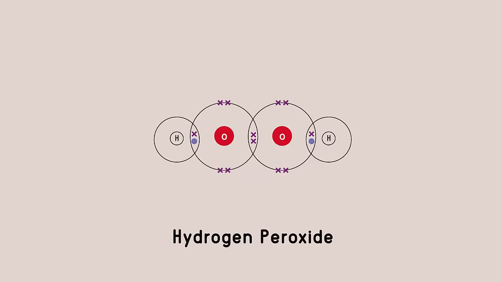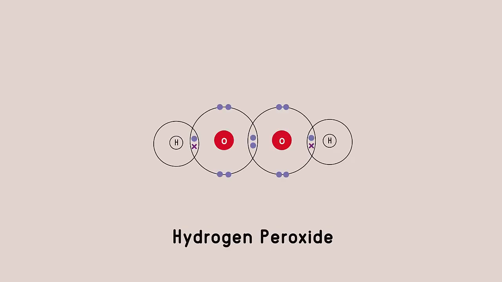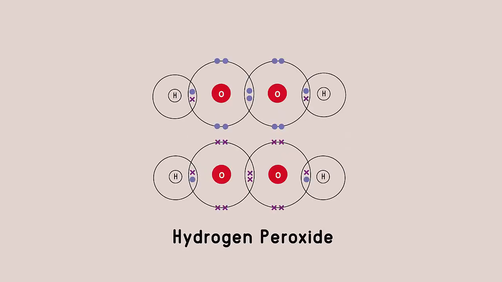Have you got it? There are 2 ways you could draw the dot and cross diagram of hydrogen peroxide. The first hydrogen could be dots, the first oxygen crosses, the next oxygen dots, and the final hydrogen crosses, or the other way around. This is the same as turning the molecule round, so there is really only one way to draw the dot and cross diagram. Remember, hydrogen peroxide is a small covalent molecule, so it shares electrons.